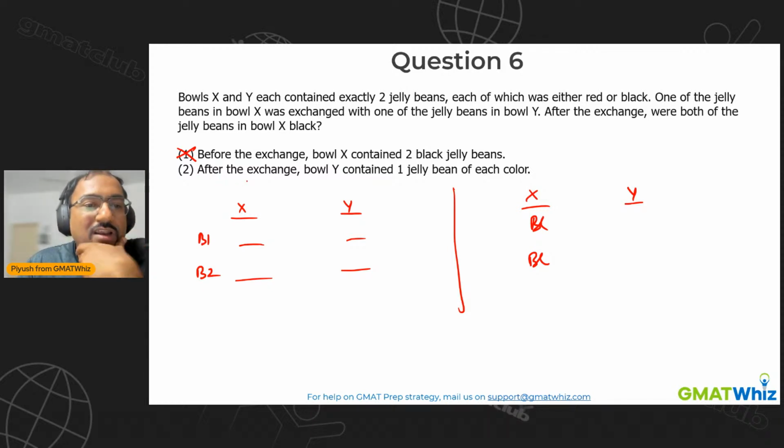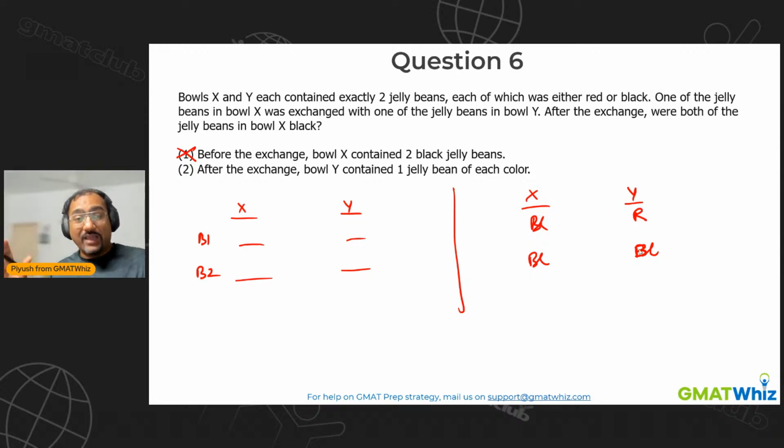Now let's look at the second one. After the exchange, bowl X contained one jelly bean of each color. So it says after the exchange, one was red and one was black. Now that talks about bowl Y, not X, sorry, bowl Y. Now I don't know which one is coming from X, whether it was the red one which was coming from X or the blue one which came from X. And I also don't know what is happening with bowl X at all. So this piece of information doesn't help either.